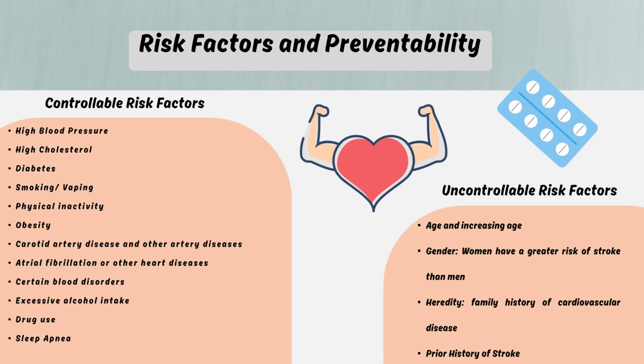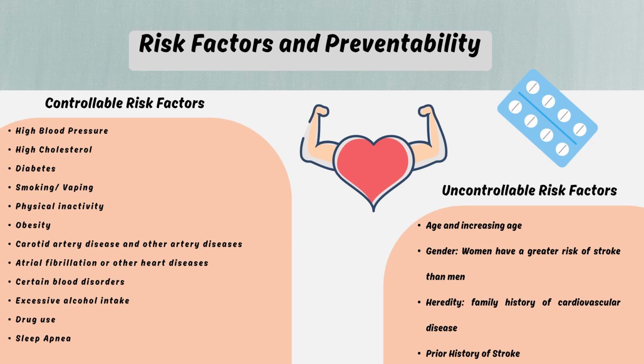A few of the controllable factors include high blood pressure, high cholesterol, diabetes, smoking and vaping, physical inactivity, obesity, carotid artery disease and other artery diseases, atrial fibrillation and other heart diseases, certain blood disorders like sickle cell anemia, excessive alcohol intake, drug use, and sleep apnea.